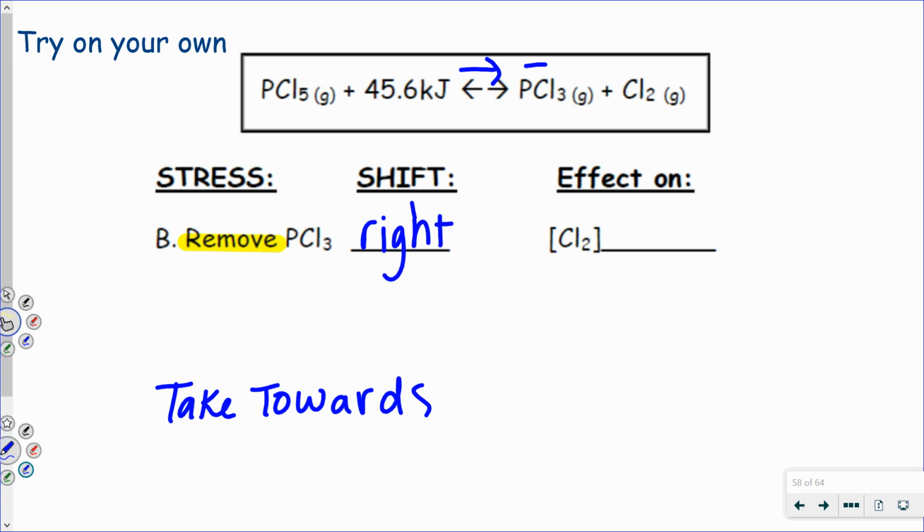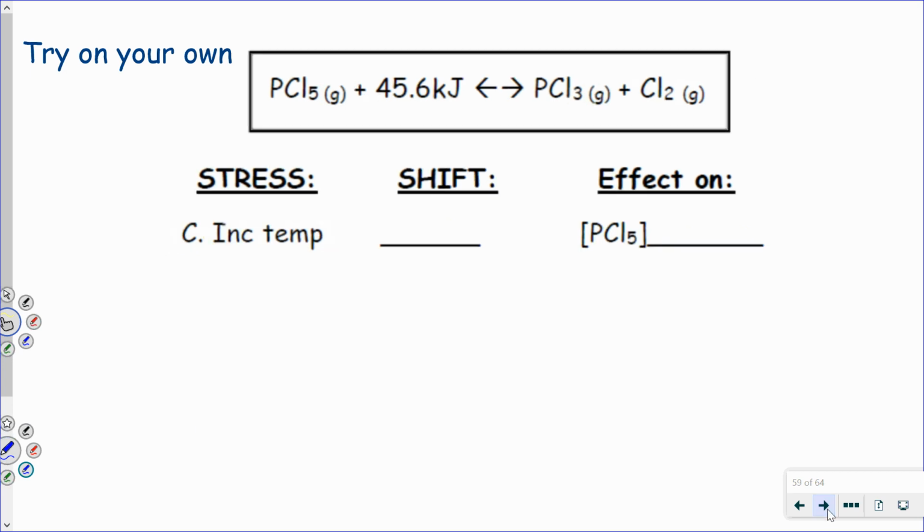Now what does that do to my concentration of chlorine gas? Well, these are now being used up to produce more of this. My arrow points now at what I'm producing more of. So this would increase in concentration. Good. All right, let's take a look at this one.